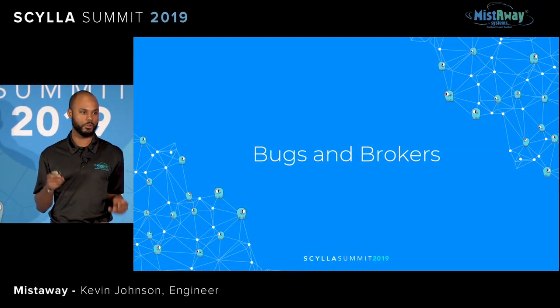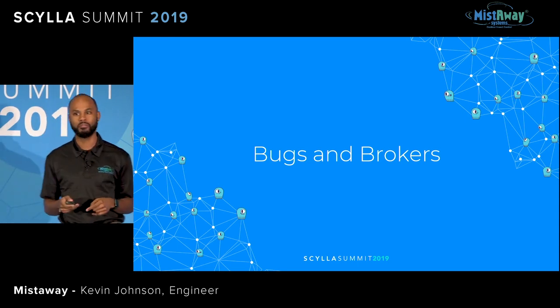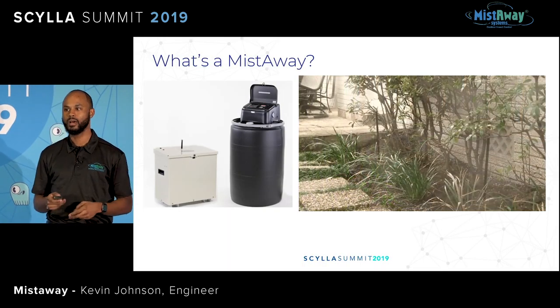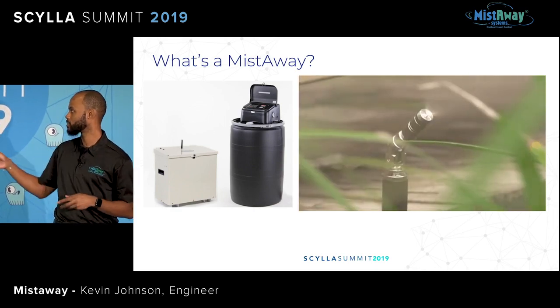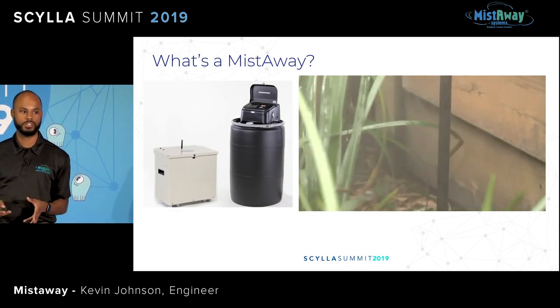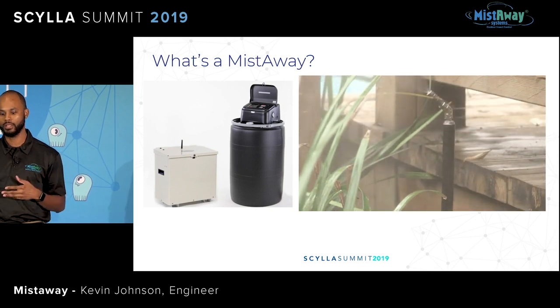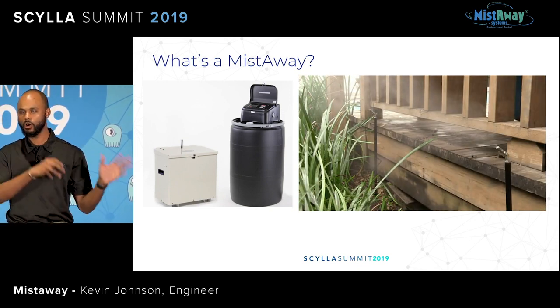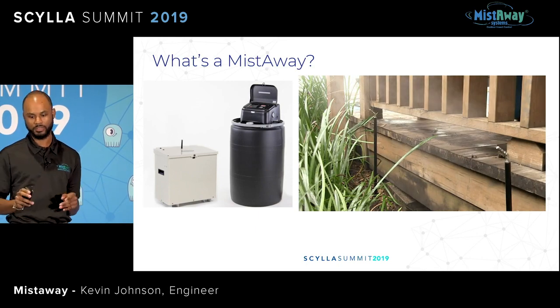So at Mistaway, we're mostly concerned with mosquitoes, whether that be the bugs or the brokers. So what is a Mistaway? A Mistaway, as you can see here on the left, is our bread and butter system. What it does is it controls mosquitoes by automatically misting a botanical concentrate throughout your property. So it's installed in your yard, it mists automatically, you don't have to touch it.